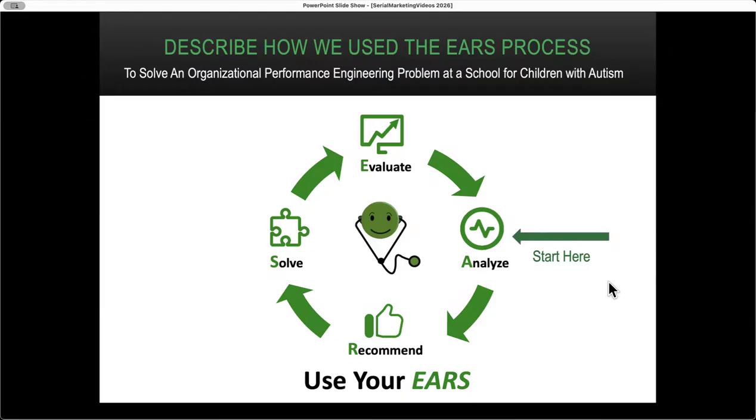This is how we can use the EARS process to solve an organizational performance engineering problem at a school for children with autism. If we have evaluated the student's progress and found that the student is not making efficient progress, then our next step is to analyze provider performance problems in order to identify useful causes so that we can recommend changes in provider resources, training, and management, and solve provider performance problems by designing and implementing recommended solutions. And if we're successful, then when we evaluate student progress again, we'll now see that the student is making efficient progress.